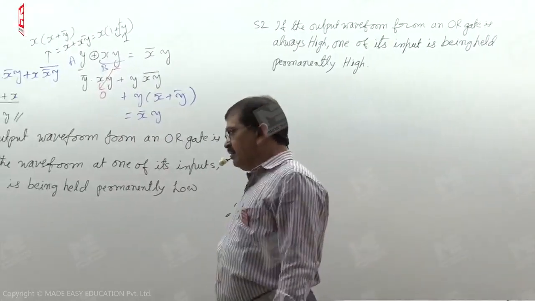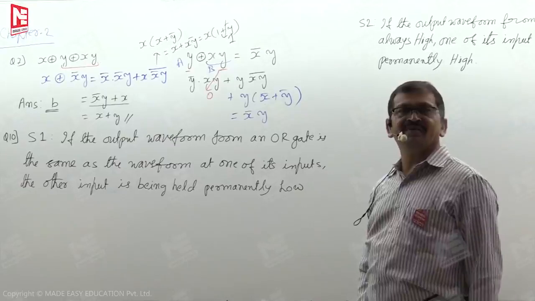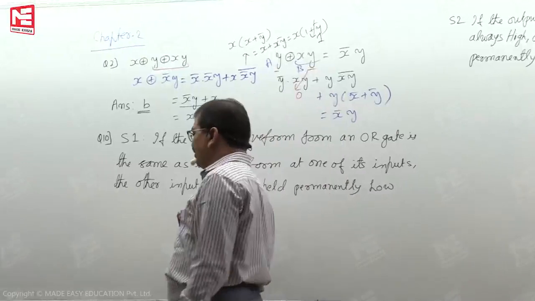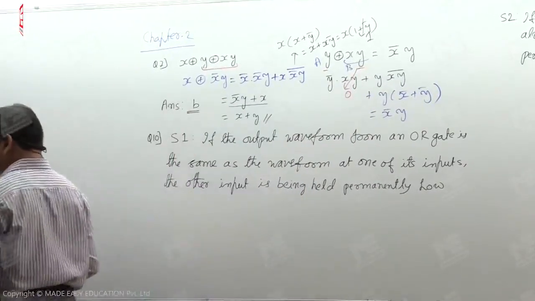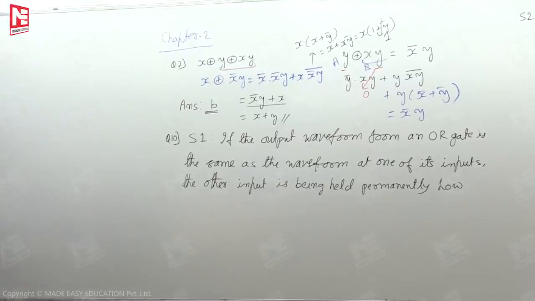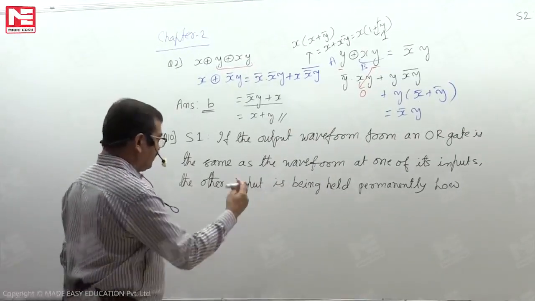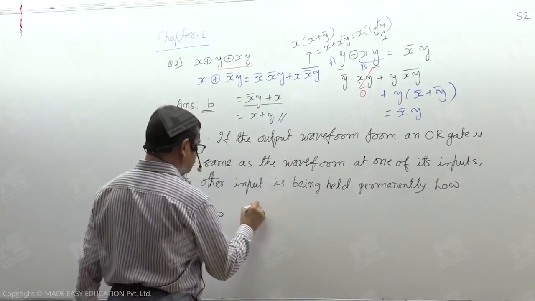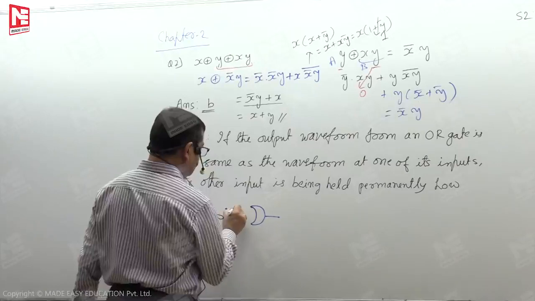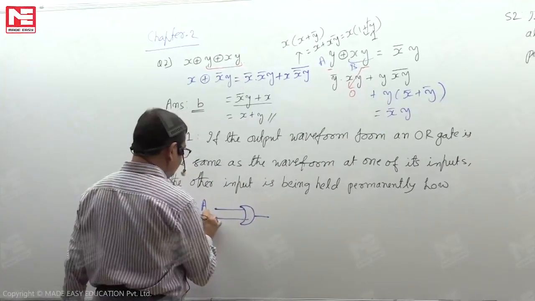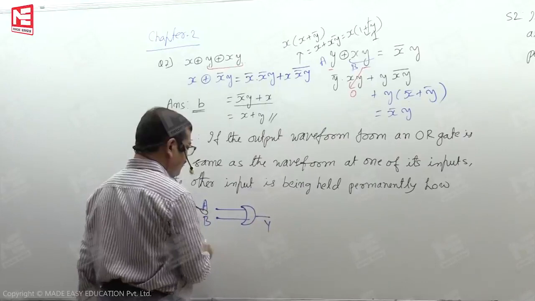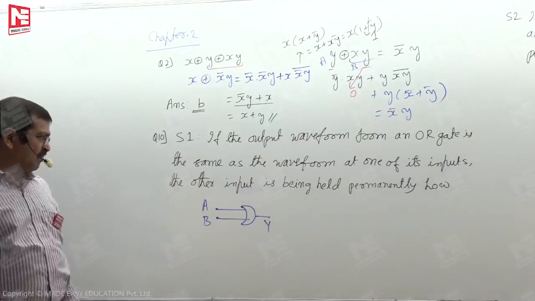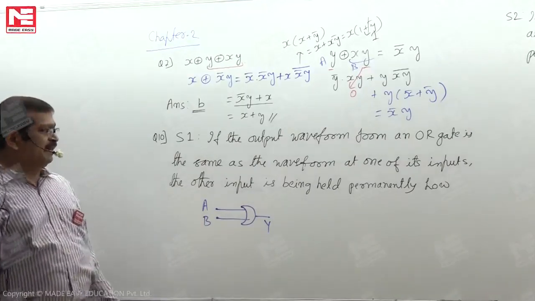Anyway, both these statements are on a 2 input OR gate. Statement 1 is talking about: if the output waveform of an OR gate is the same as the waveform of one of its inputs, the other input is being held permanently low. Suppose this is a 2 input OR gate, one of the inputs is A, the other input is B.